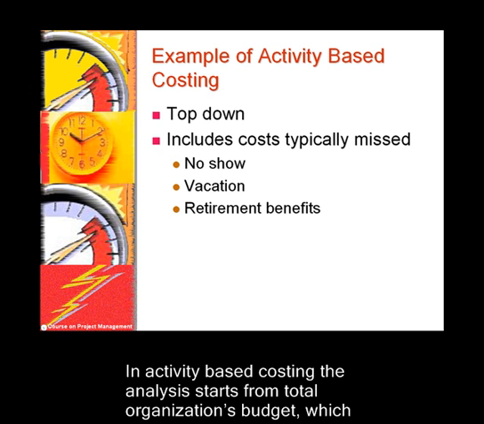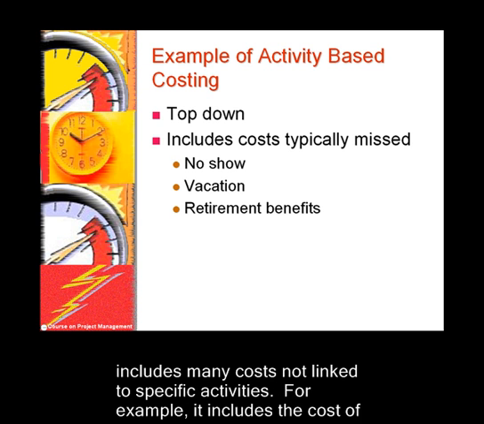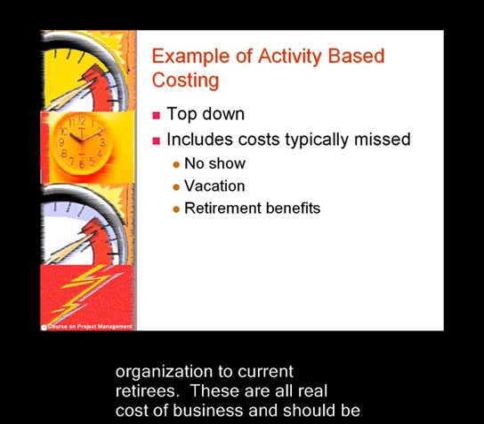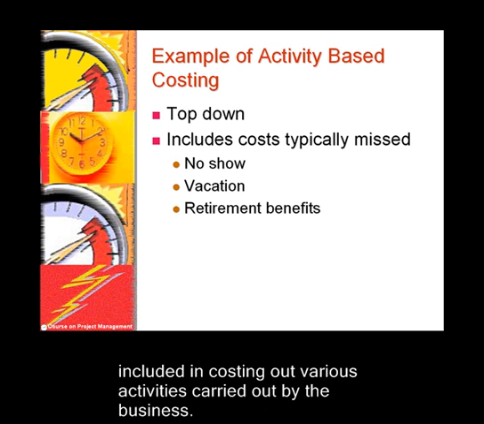In activity-based costing, the analysis starts from the total organization's budget, which includes many costs not linked to specific activities. For example, it includes the cost of a patient making an appointment but not showing. Or it includes the benefits paid by the organization to current retirees. These are all real costs of businesses and should be included in costing out various activities carried out by the business.